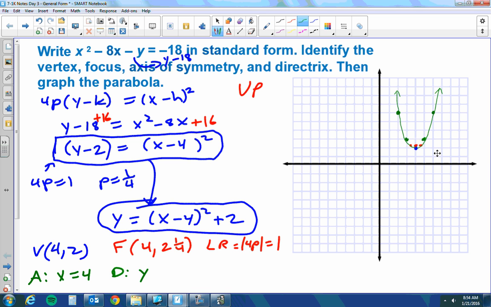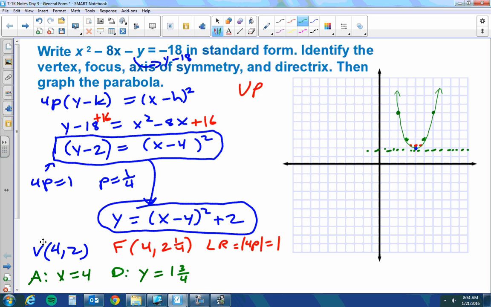The directrix is a horizontal line going below. Here, let's draw the directrix so you can see it. The directrix is going to go right along here. It's a horizontal line going how far below the vertex? A fourth of a unit below. So it's y equals 2 minus a fourth, which is 1 3/4.